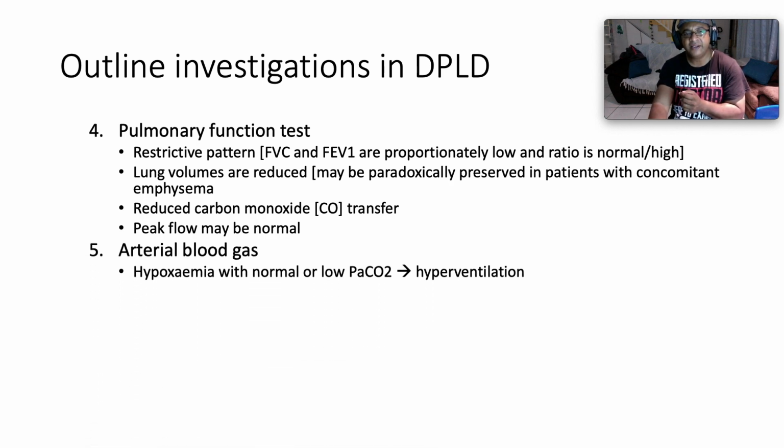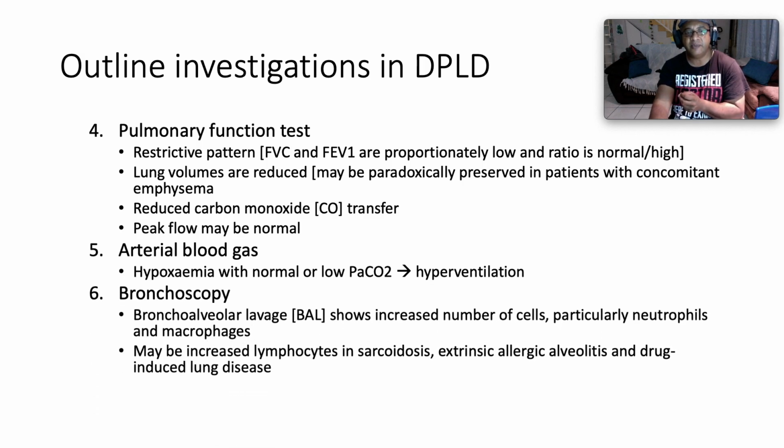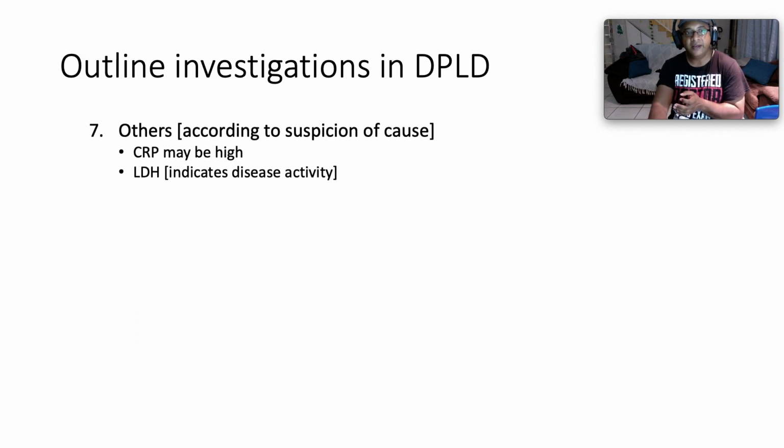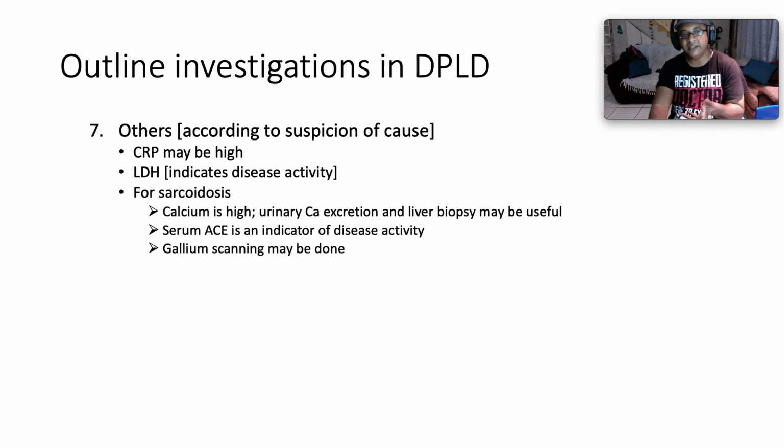On arterial blood gas, often the situation is that of hypoxemia with a normal or low PaCO2, which speaks to hyperventilation. On bronchoalveolar lavage, the BAL will show an increased number of cells, particularly neutrophils and macrophages. It may be the situation of increased lymphocytes in sarcoidosis, extrinsic allergic alveolitis, and drug-induced lung disease. All right, the investigations go on, everybody, and other investigations according to what you suspect to be the cause. The C-reactive protein may be high, speaking to inflammation. LDH, lactate dehydrogenase, indicates disease activity.